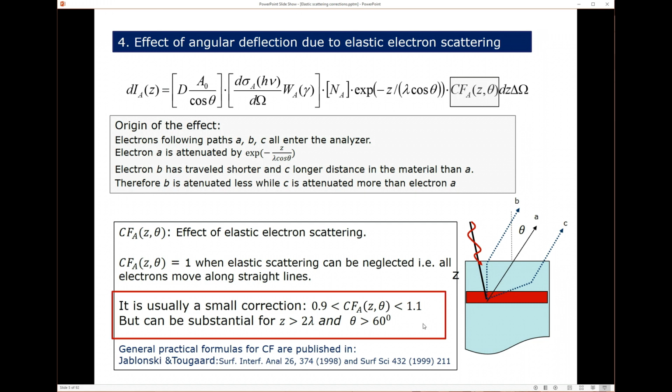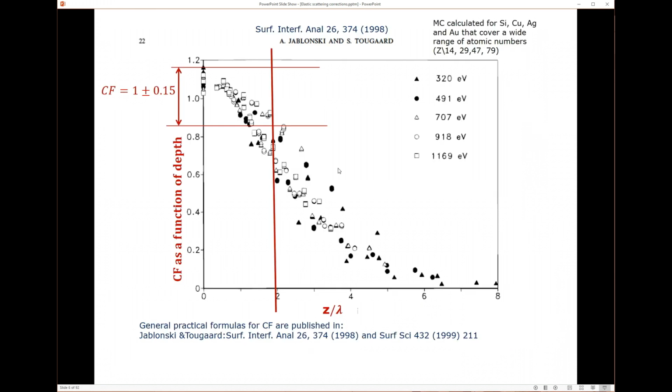If we look at the effect as a function of depth, here's a Monte Carlo calculation of electrons traveling in silicon, copper, silver, and gold. So this includes both light elements and heavy elements, where you expect different importance of elastic electron scattering. It also covers a wide range of energies from 300 to 1200 eV. So that's the energy range that you normally look at in XPS.